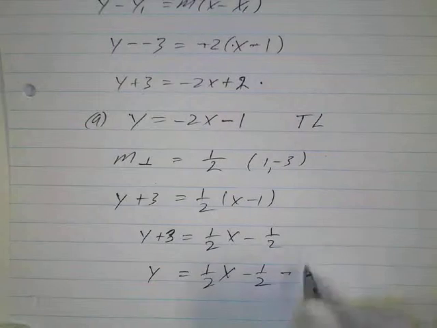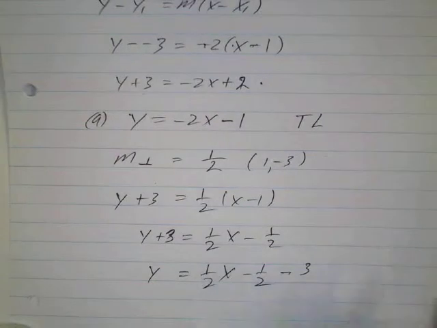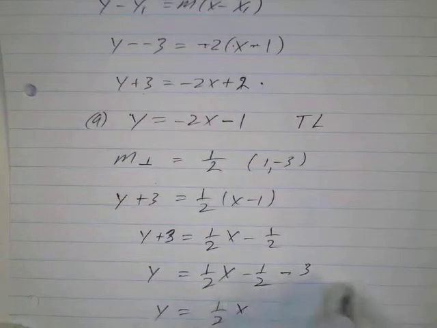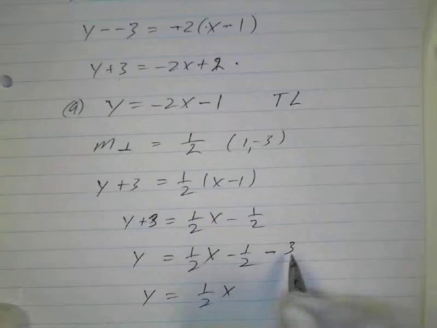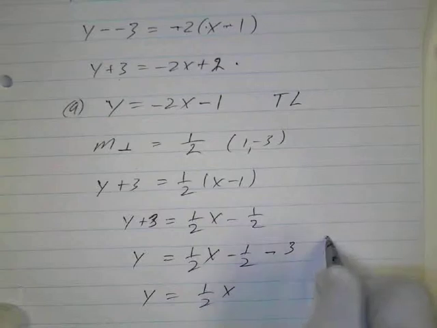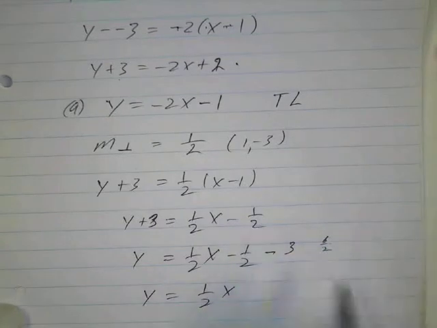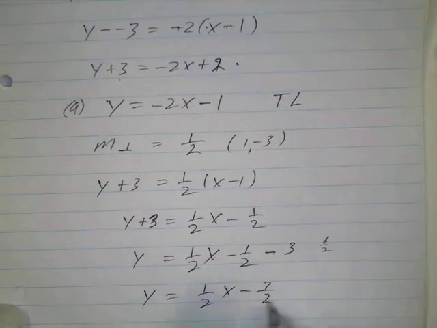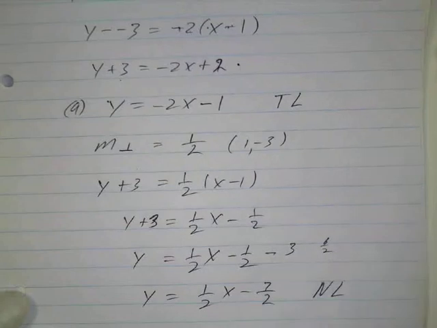And 3 is the same thing as 6/2. So y equals 1/2 x, and this is the same thing as 6/2, and 1/2 plus 6/2 is 7/2, so negative 7/2, or 3.5, either way would be correct. And that's your normal line. Okay?